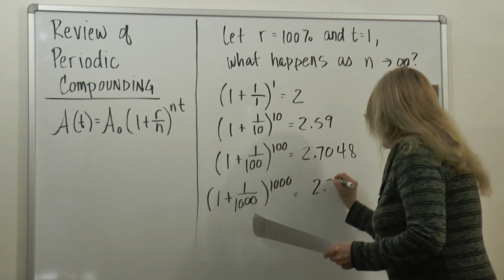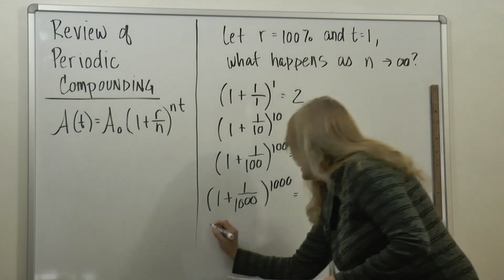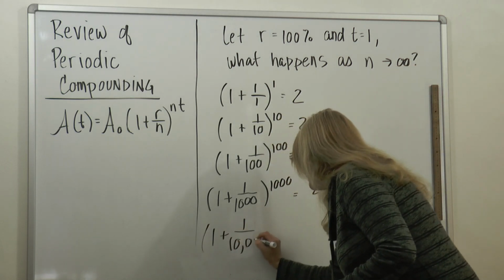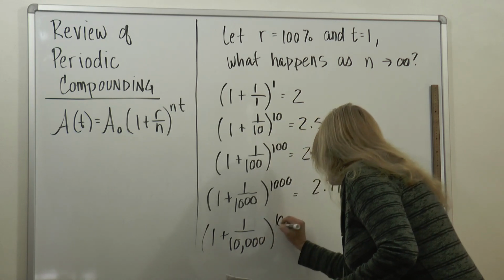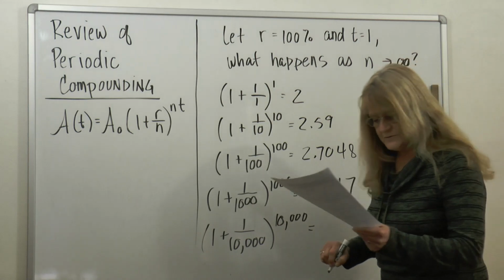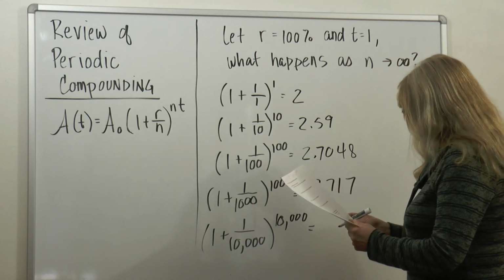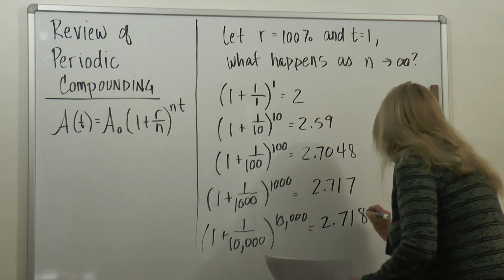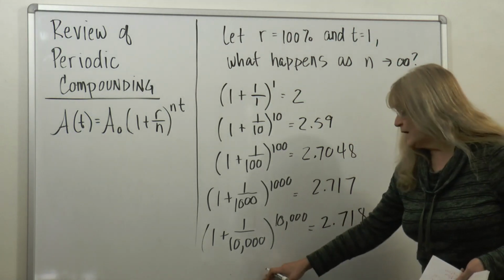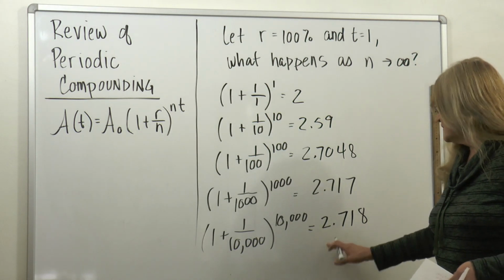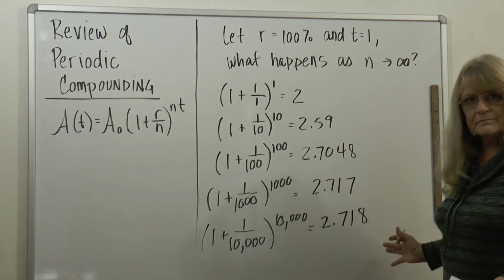That gives us 2.717. What about if I do it 10,000 times in a year? Which is a lot of times. That's several times a day, right? That gives me 2.718. If I put 100,000 here, and 100,000 is my exponent, it's going to be 2.71 something.